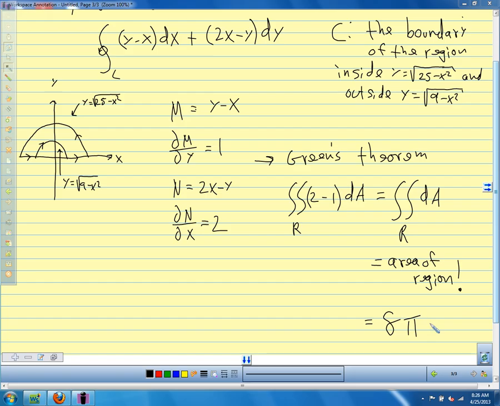Yes? What is the line integral again? Let's see. In this case, if we're thinking of this as a vector field, we could think of it as the work done moving a particle around that curve. So really, we're summing the tangential component of the field around the curve. Questions on that example? All right, let's look at another one.